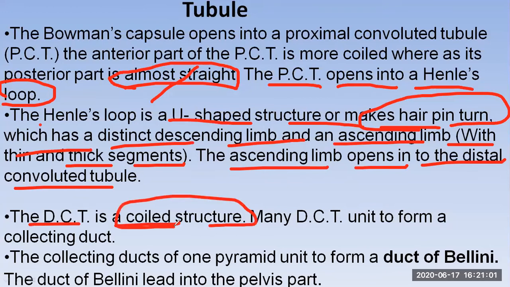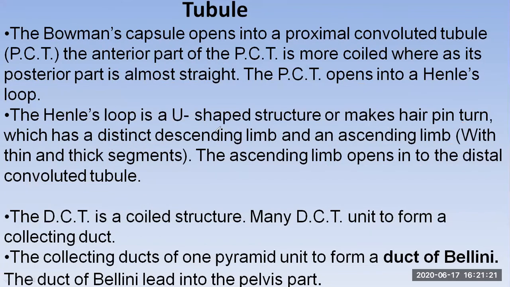We have to see in PCT and DCT both are coiled. PCT anterior part is highly coiled and posterior part is less coiled and straight. Many distal convoluted tubules unite to form a collecting duct, and the collecting ducts of the one pyramid. This is a very important sentence you should know.